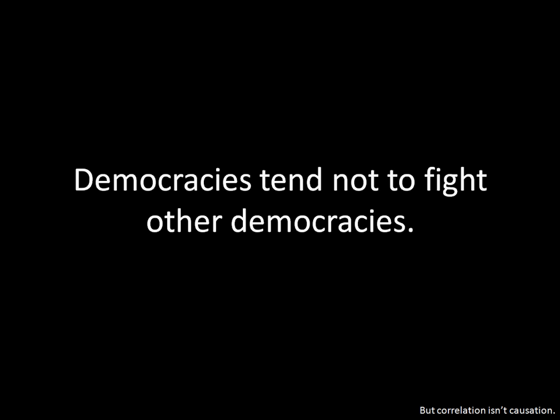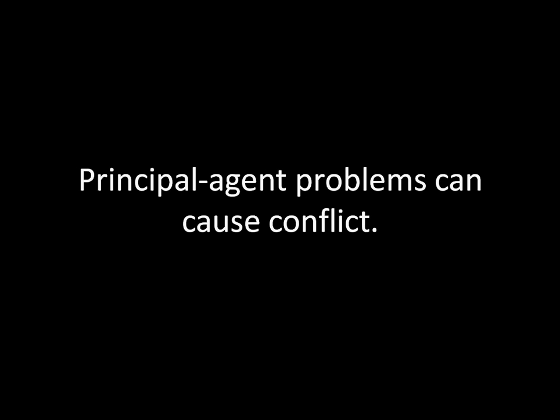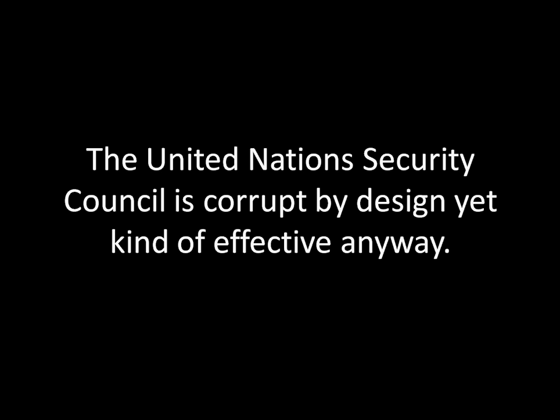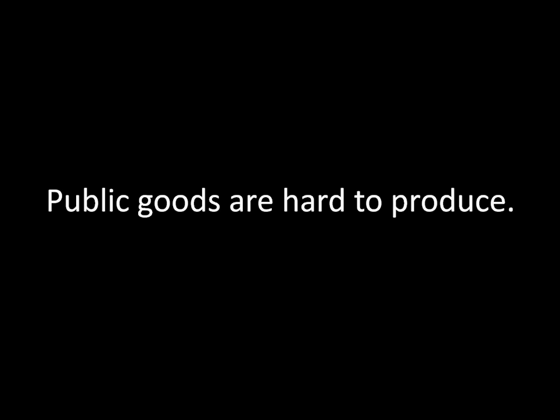Then we looked at regime types, and we saw that democracies tend not to fight other democracies. Then we switched over to individuals, and we saw that principal-agent problems can cause conflicts. Then we looked at international institutions, and we saw that the United Nations Security Council is corrupt by design, and yet kind of sort of effective anyway. Then we saw that public goods are hard to produce, that nuclear weapons go boom, and that terrorists are tricky.